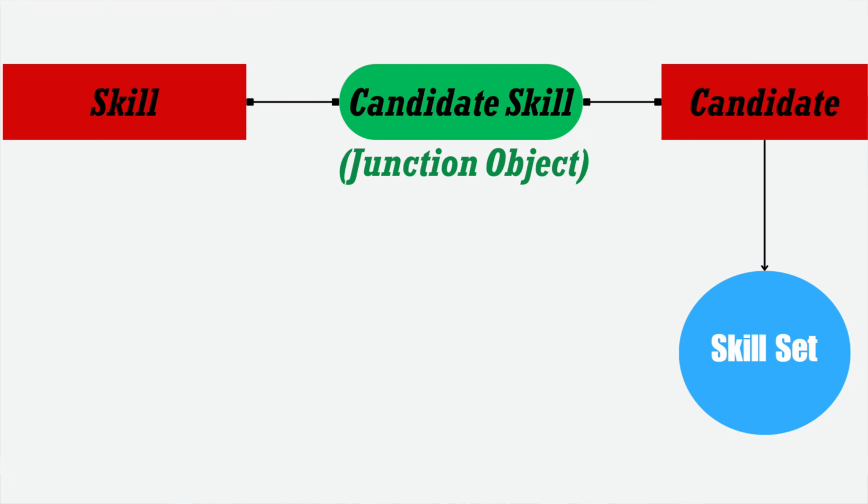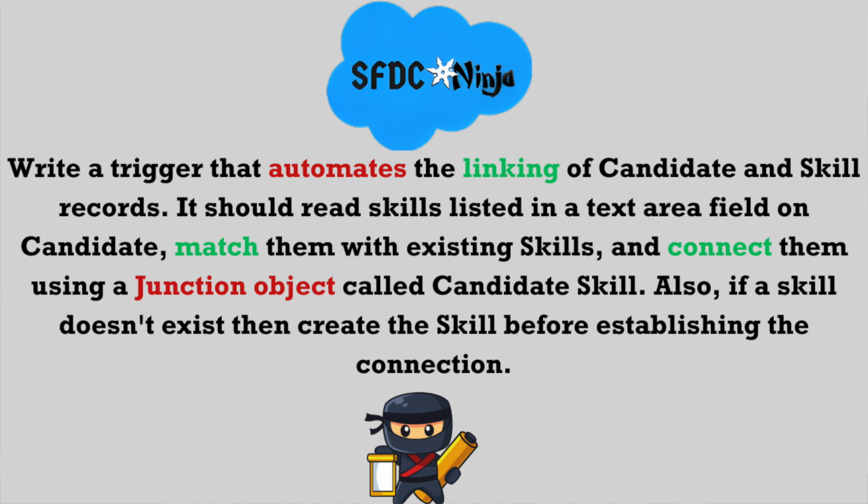Now let's understand the scenario. Whenever a candidate record gets created with some skills entered in the skill set field, then we have to search in the skill object records whether the skills entered in the skill set field are available or not. If the skill is available, then we have to create a candidate skill record. And if the skill is not available, then first we have to create a skill record, and after that we have to create a candidate skill record.